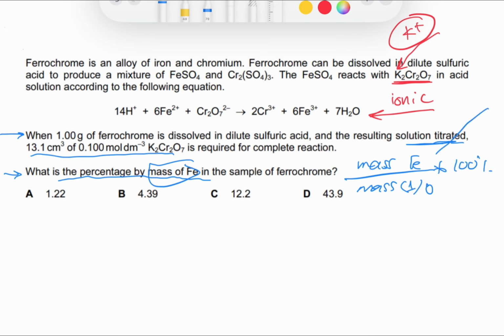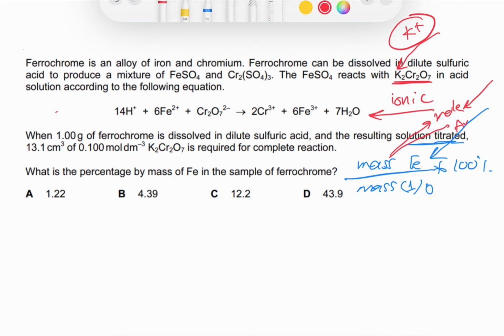But how can I calculate the grams of iron? For the mass of iron, we just need the moles and the Ar of iron, which is already given to us. So our target here is to find the moles. Now I have to go back to the equation. Can I find the moles of iron? You can say, yeah, but is there anything given to me? You can see that you're given the dichromate, which is Cr2O7, and it's mentioned here.